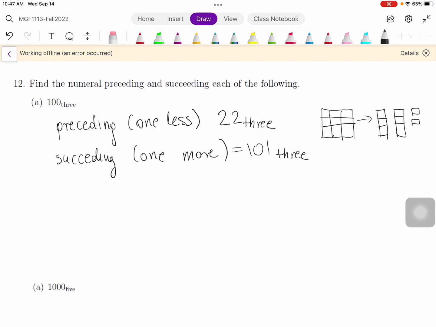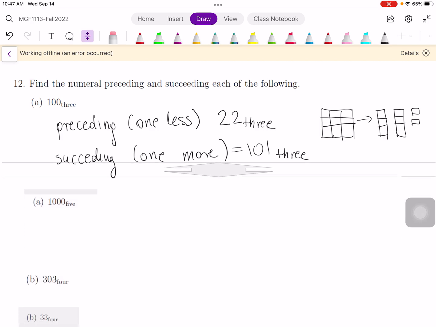So 2 2 in base 3. Okay, so I feel like that's easier to visualize. If you don't want to do the drawing, then you would have to think that way. This I borrow, this becomes 3 here, but then I borrow 1, so I have 2, I get 3 units, and I take 1 away, okay? So you can do that as well.